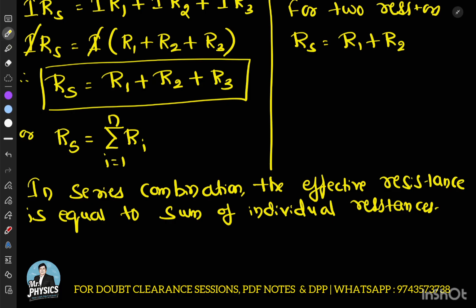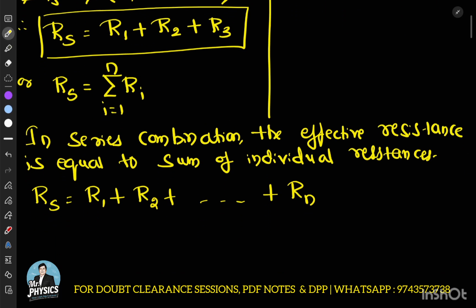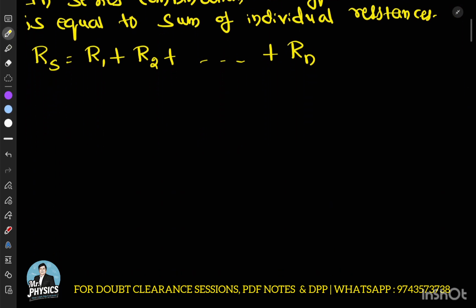So Rs is equal to R1 plus R2 plus R3 for 3 resistors. For n resistors, similarly we can say that Rs is equal to R1 plus R2 plus up to n resistors, having value Rn. So this is the relation between effective resistance and individual resistances.